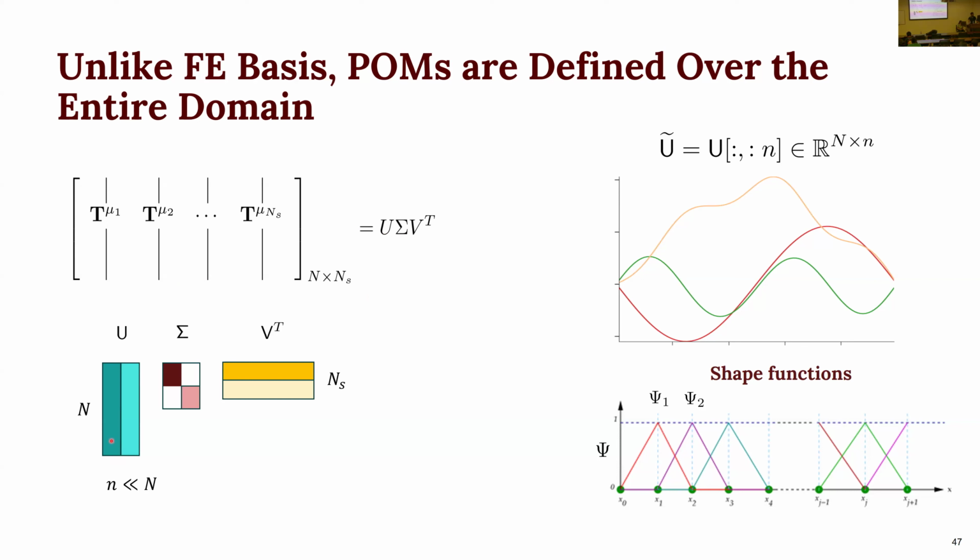Okay. So on the right hand side, I just compare the shape functions with the types of functions we get in SVD. In both cases, we assume that our solution is a linear combination of these basis functions. But here, as you can see, the POMs, which represent proper orthogonal modes, another name for these singular vectors, are defined over the entire domain. However, the finite elements are supported locally. Okay. So is this just for visualization?